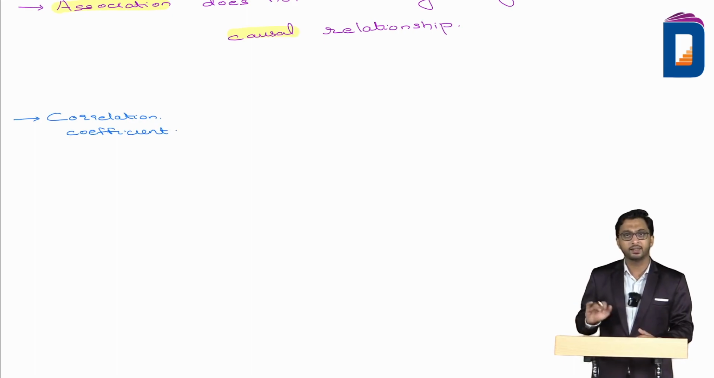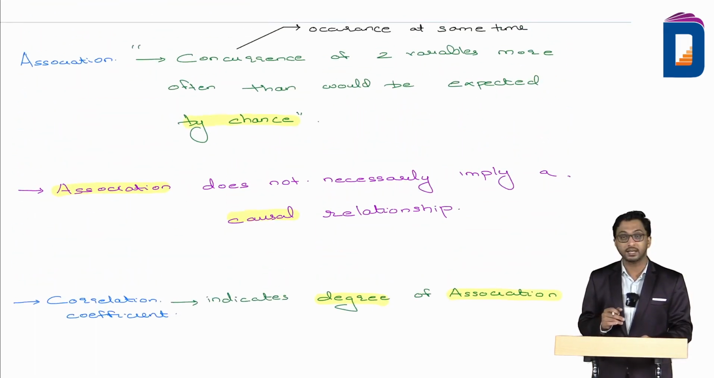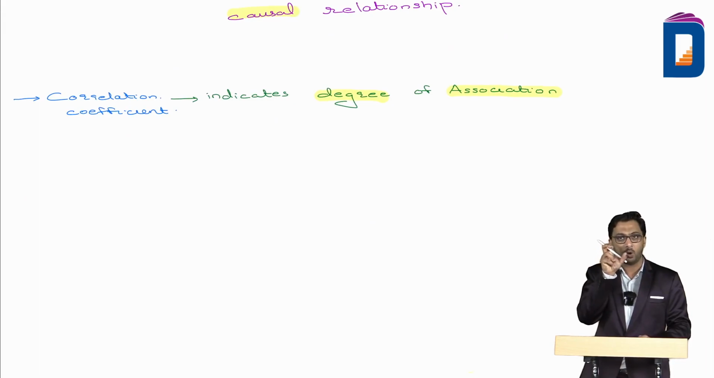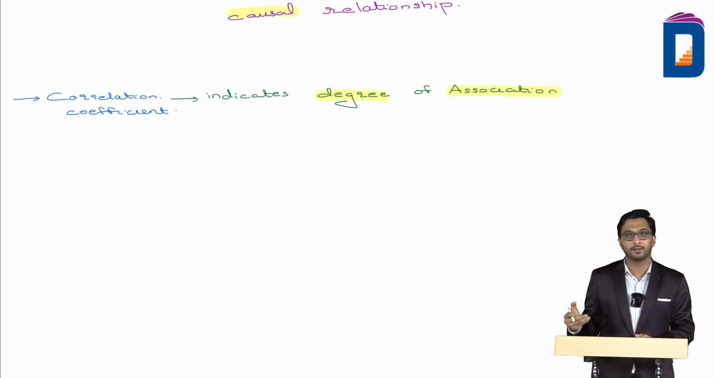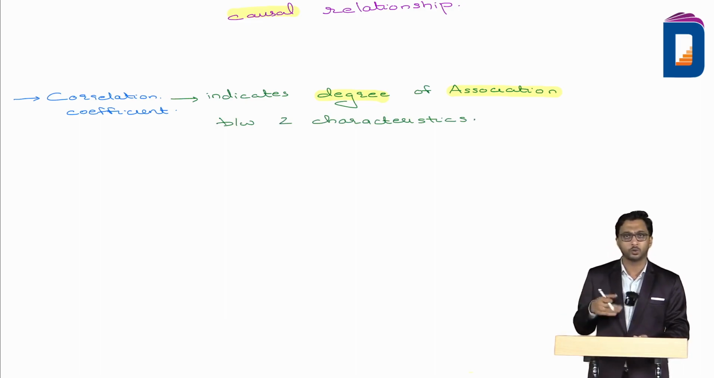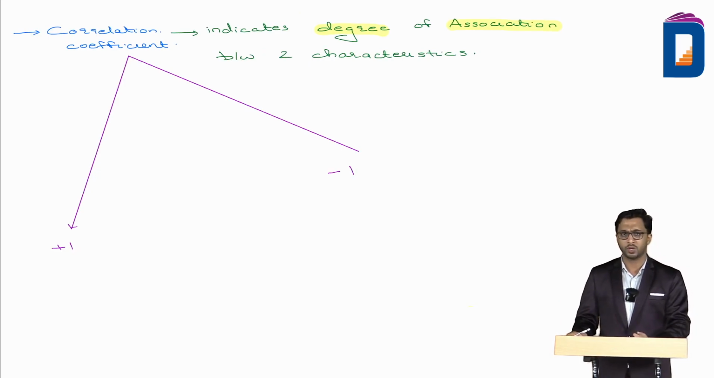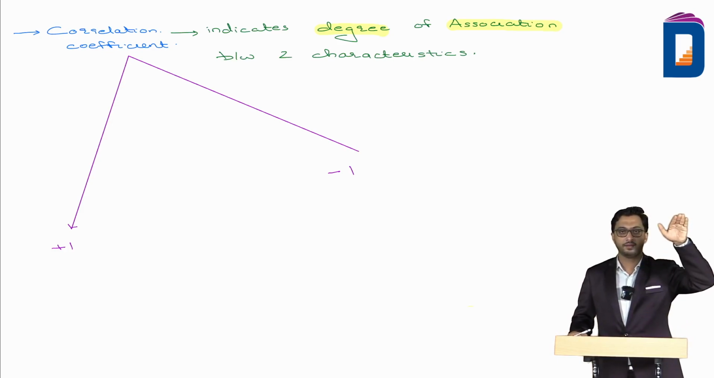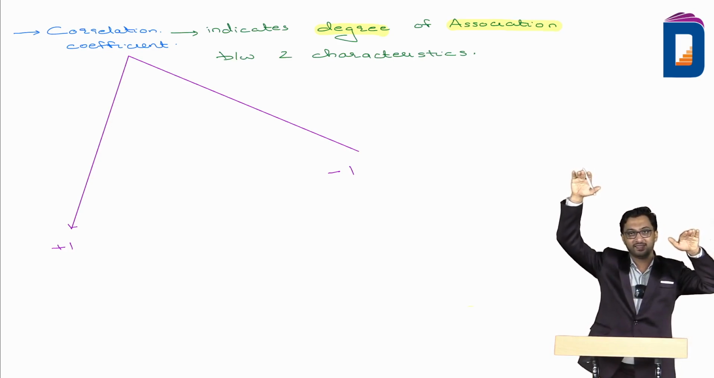Now, there is another thing, the correlation coefficient. It indicates the degree of association. We studied what association is. Now, how much is the degree of association, how highly or how lowly it is associated, between two variables or two characteristics. The correlation coefficient can be +1 or -1. What does it mean? +1 means it is directly correlated. That is, when smoking increases, the chances of lung cancer increase, isn't it?